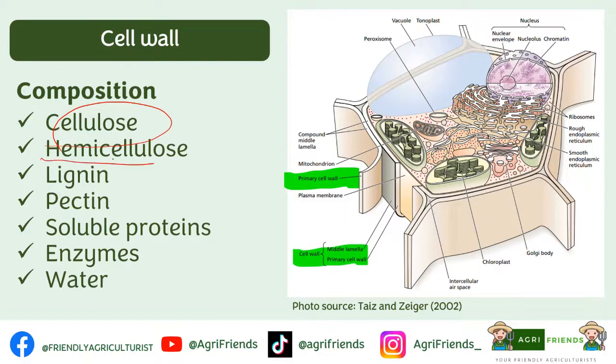So, hemicellulose is the second most abundant polysaccharide next to cellulose. So, it contains amorphous and highly branched short sugar chains that strengthen the cell wall together with cellulose and lignin.